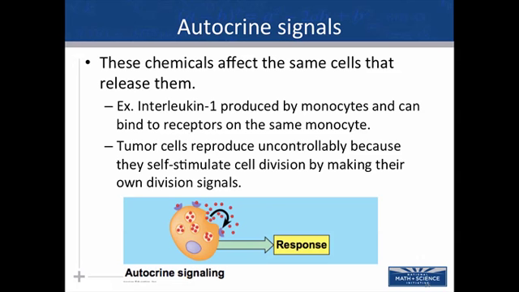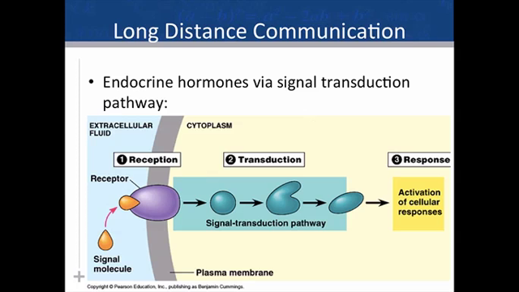So let's look at autocrine signaling. You need to be able to give an example of autocrine signaling, where auto means self, and so a cell is signaling either its own self or cells that are just like it. Interleukin-1, for example, produced by monocytes, actually binds to the same cell that secreted it and thereby causes a response. And then tumor cells will reproduce uncontrollably because they are self-stimulating that signal to divide. So that's another example of how a cell can communicate with itself by the chemicals that it secretes.